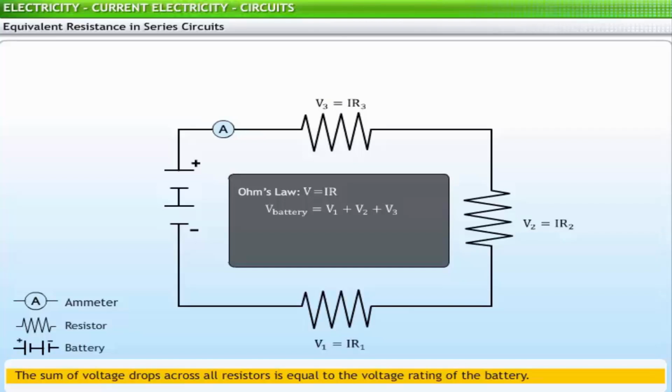Substituting the values of individual voltage drops in this expression, you get IR is equal to IR1 plus IR2 plus IR3. By solving this expression, you get the equivalent resistance of cells in series circuits, R, as the sum of resistances of each resistor in the circuit. Hence, R is equal to R1 plus R2 plus R3.